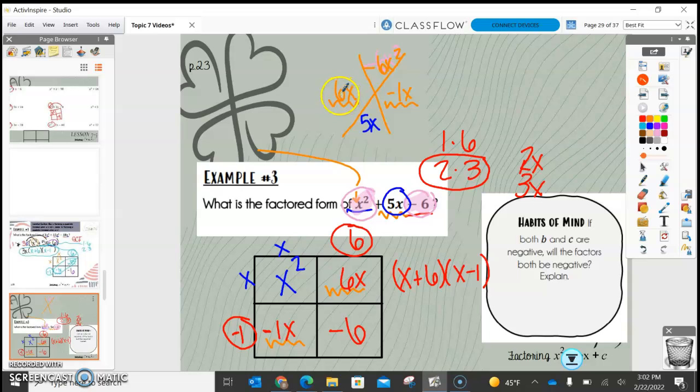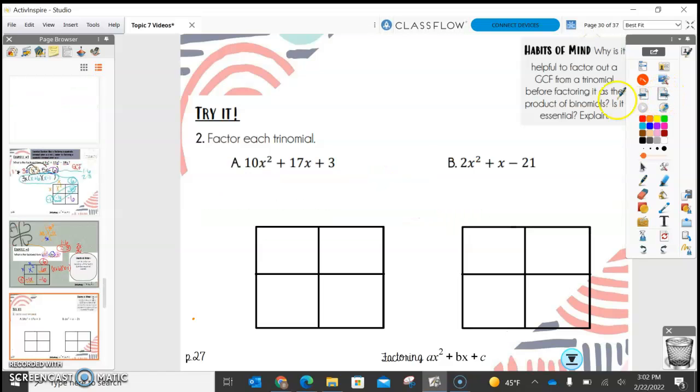If I multiply 6x times negative 1x, I get negative 6x squared. But if I add 6x and a negative 1x, I get 5x. We don't need this diamond so much in the beginning because our x squared was only a 1. But let's look at a trickier example where our x squared has an a value in front of it, namely a 10.